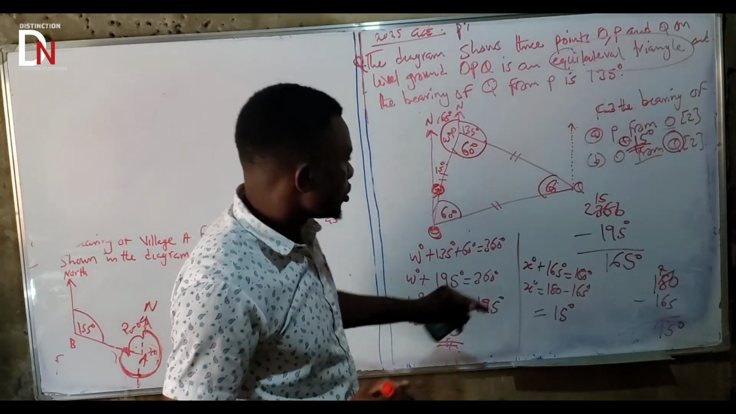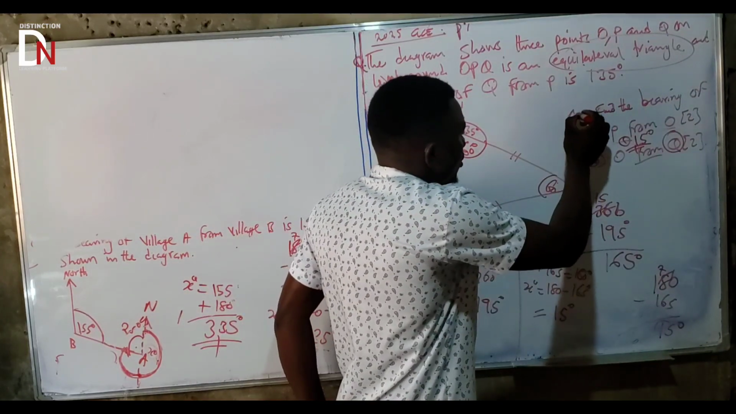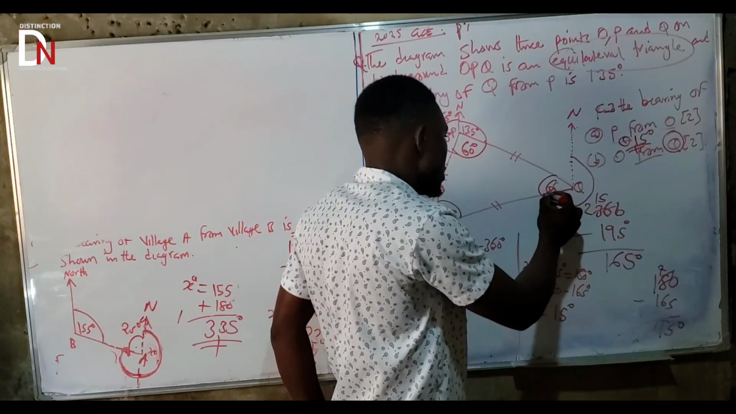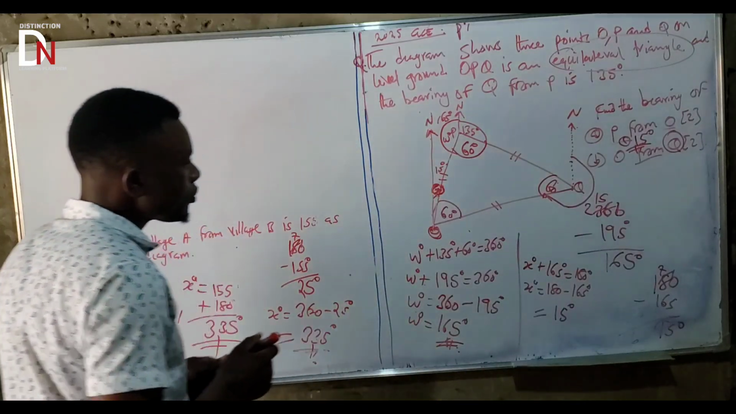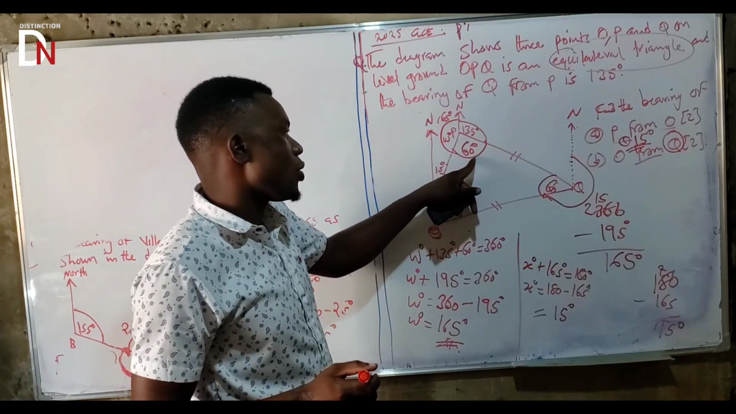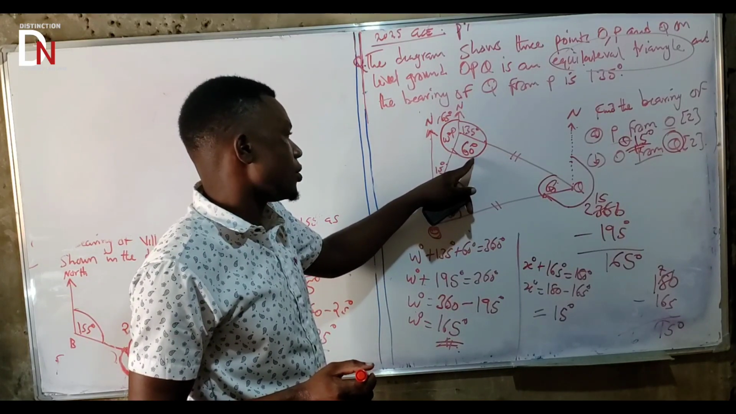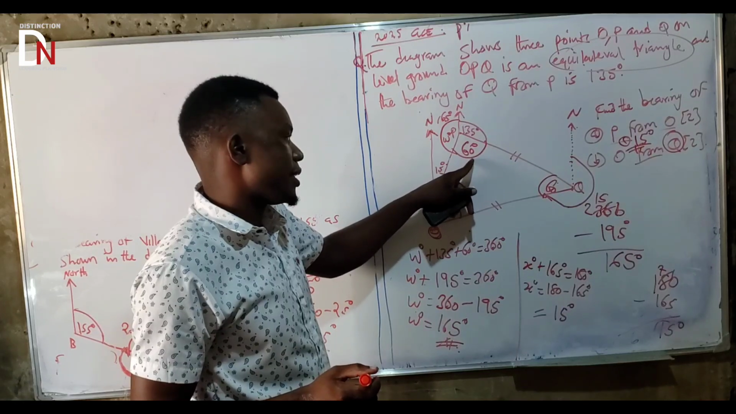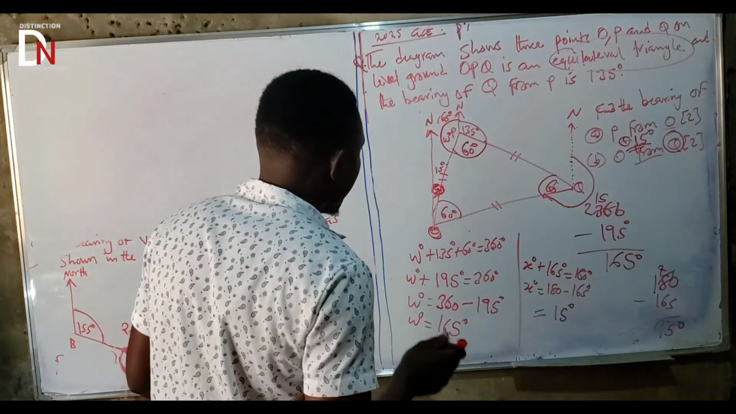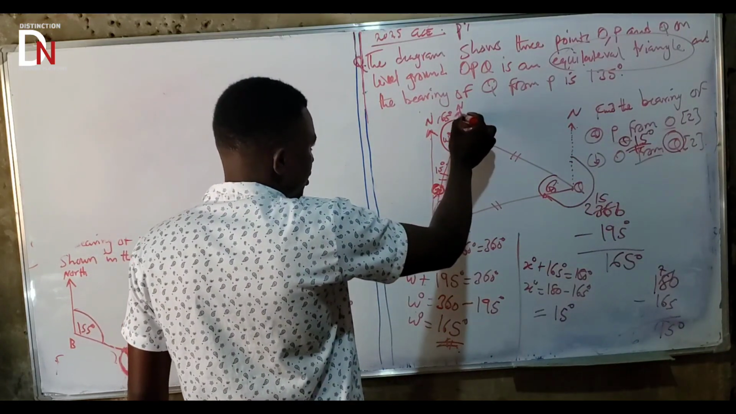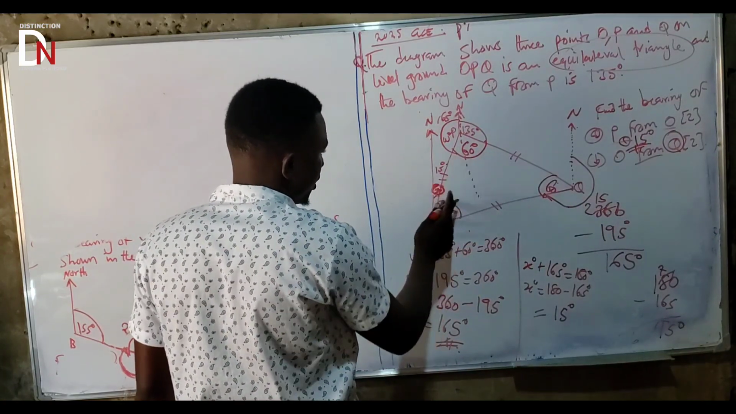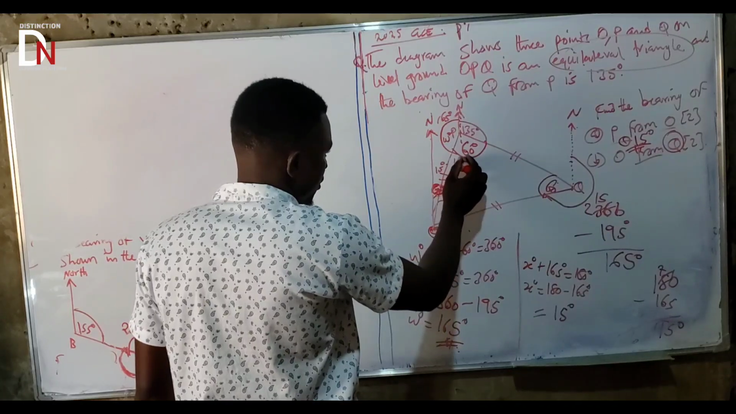Now we draw another line. We are supposed to move from Q to O. So we move like this, going to which one? This one, like that. So if you look at this angle, this is 60. Meaning if I were to cut this, the angle there and the angle here are the same. This is 15 degrees, like that.